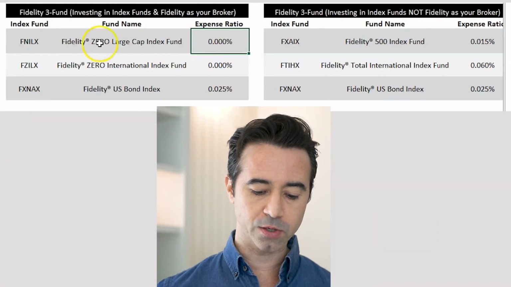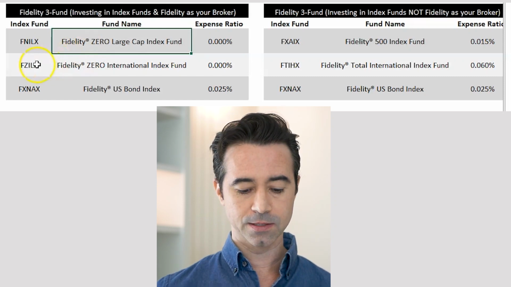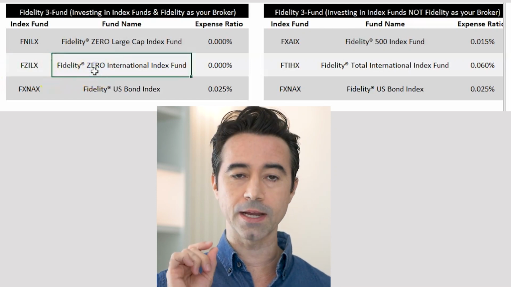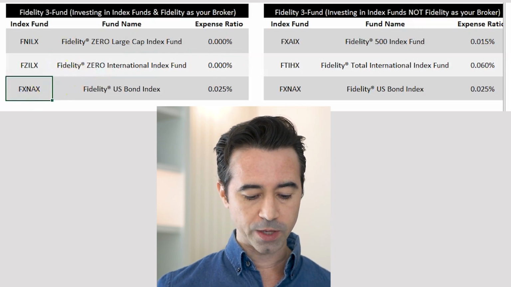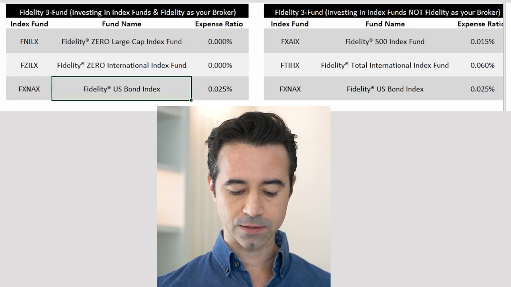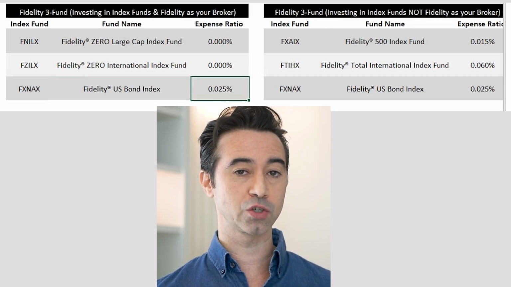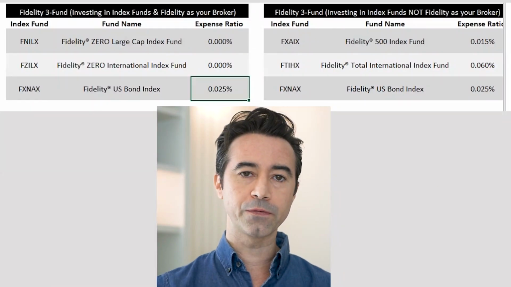So what you're going to do is you're going to have 3 different funds. Now 2 of them have literally no expense. So that's FNILX and then FZILX, which is the Fidelity Zero International Index Fund, which is another 0% expense ratio. And then we have FXNAX, which is the Fidelity US Bond Index Fund, and that's 0.025. So also, extremely low. 0.025 is like nothing. It's 2.5 basis points is another way to say it. And it's extremely cheap. So these are the 3 funds that you can use.